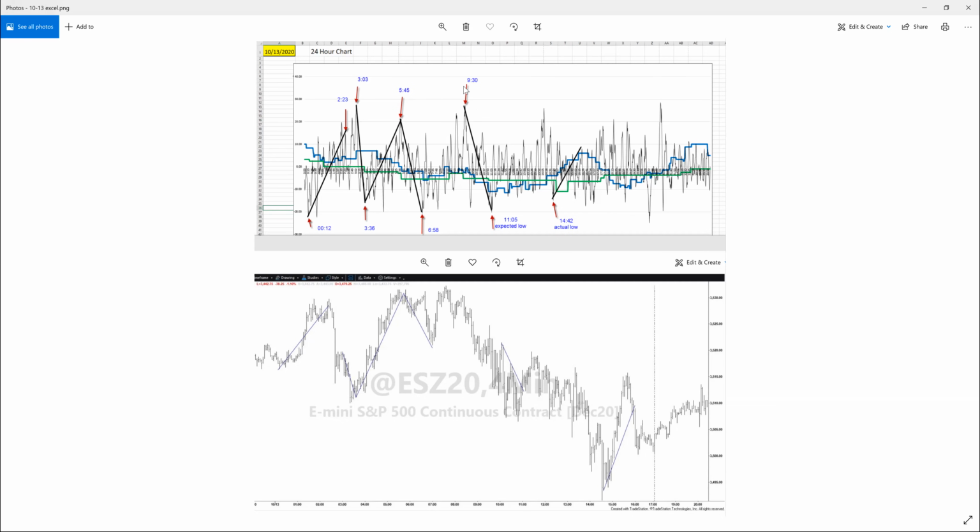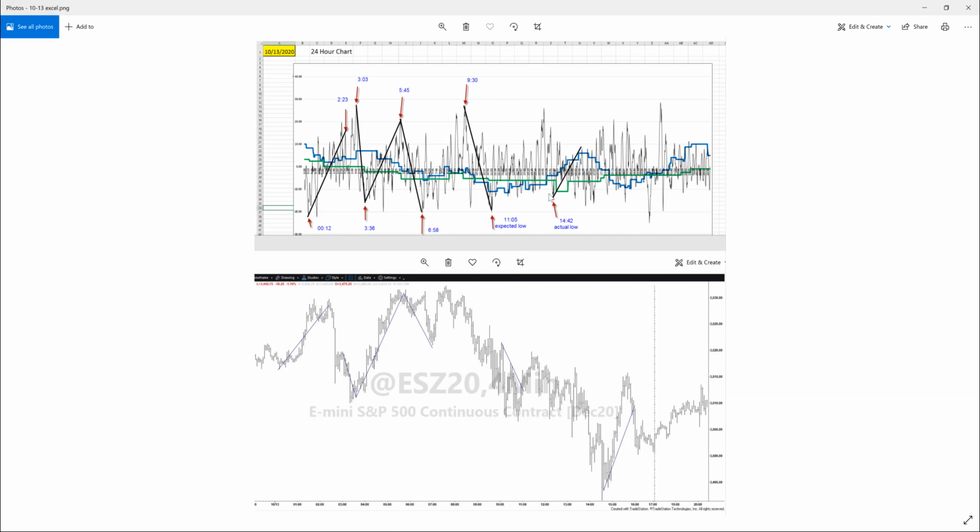And we've got an expected low at 11:05 a.m. And that is indicated, the 9:30 to 11:05 area is indicated on the price chart with this trend line where my cursor arrow is at.